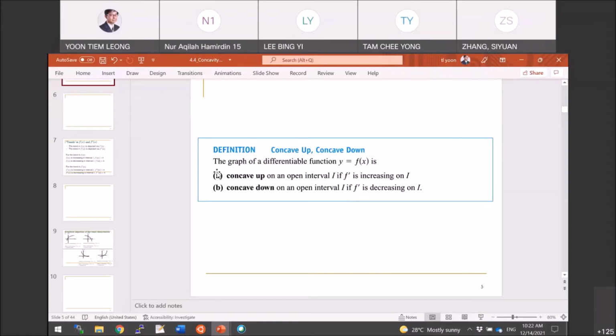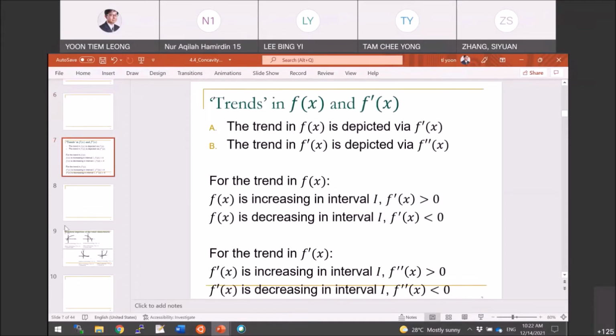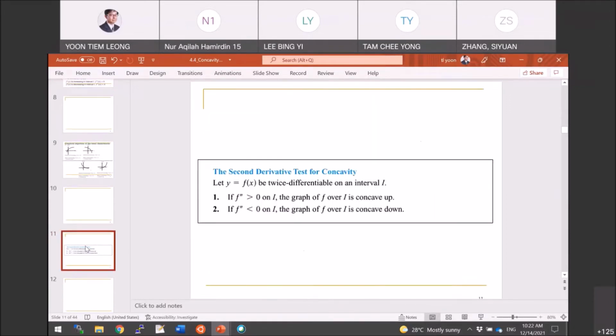So using these definitions to work out whether a graph has positive or negative concavity involves monitoring the trend of f prime, which could sometimes be more troublesome. But there is a better way to tell whether a graph has positive or negative concavity: simply monitor the sign of f prime prime. If you look at the sign of f prime prime within some interval, and the sign is positive, it means the function has positive concavity.